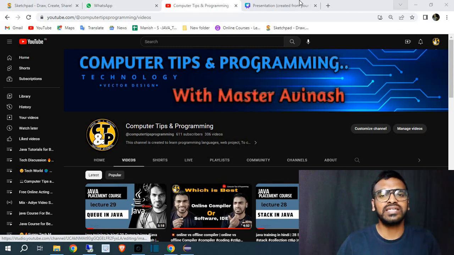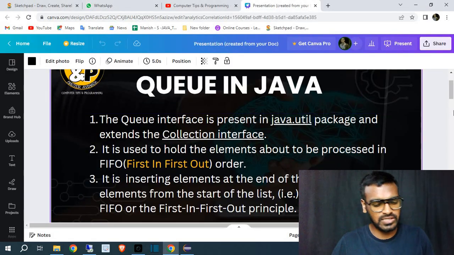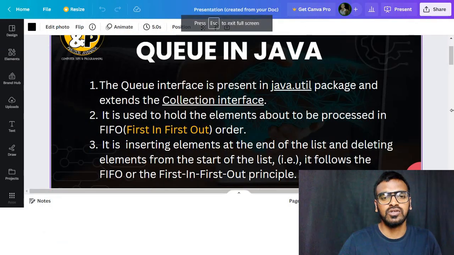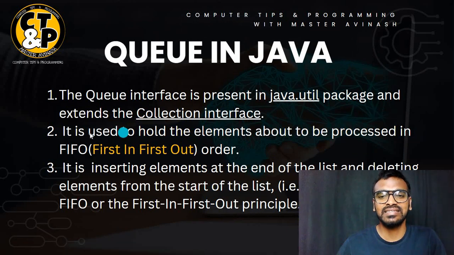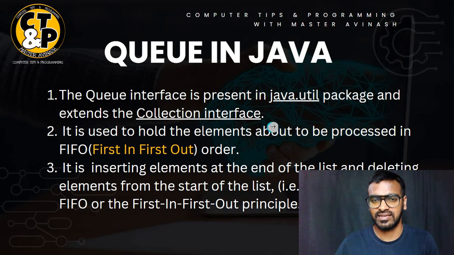Okay, so let's start today's topic, and today's topic is queue in Java. So what is queue in Java? The Queue interface is present in the java.util package, and it extends the Collection interface. So it's already in English. What I will explain to you in English, I will try to break down these things in easy language.